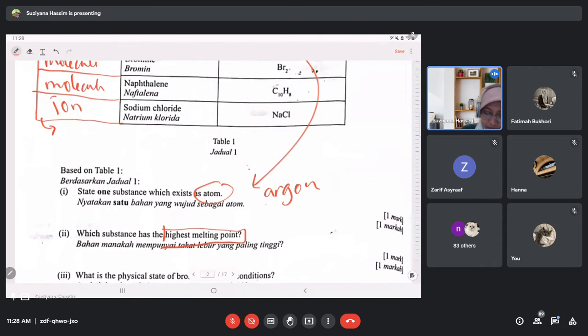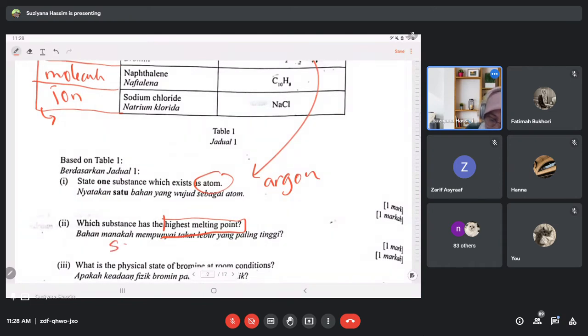Who is the ion? Sodium chloride. Okay, sodium chloride. Okay, why? This is an SPM question. As teacher mentioned, this one relates to chapter 5. So, why does sodium chloride have the highest melting point? Because ions.